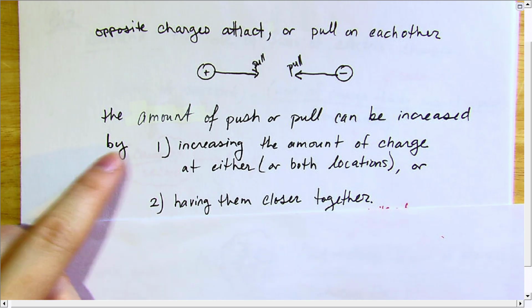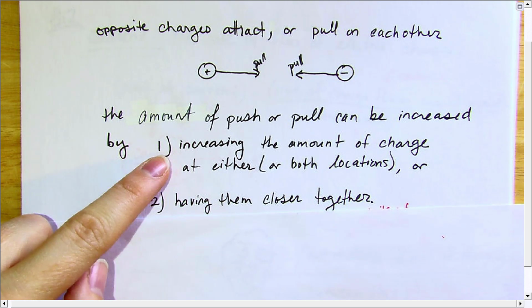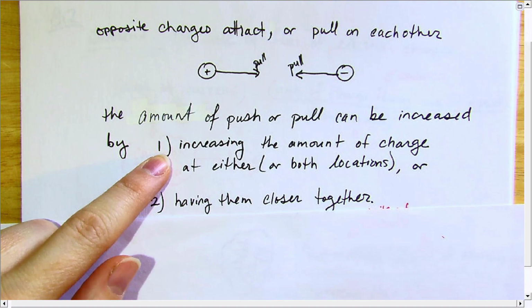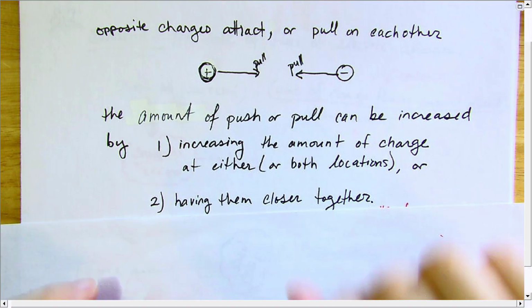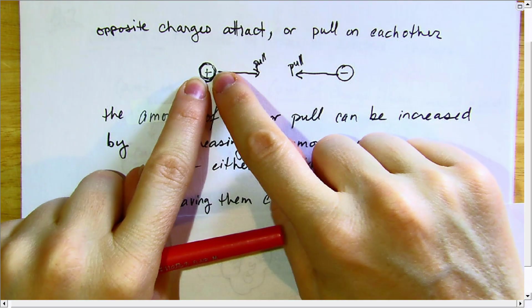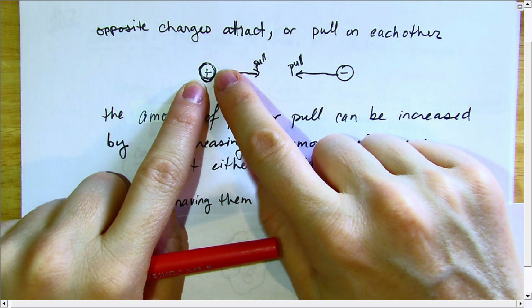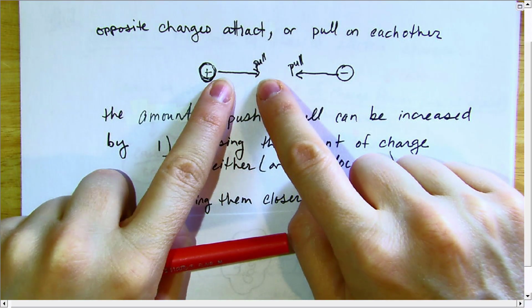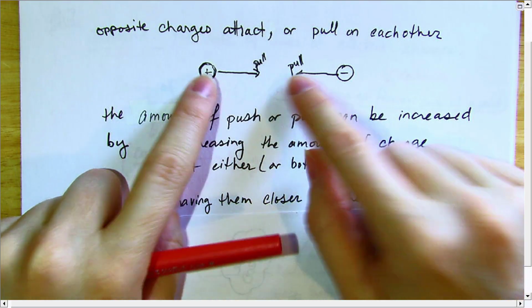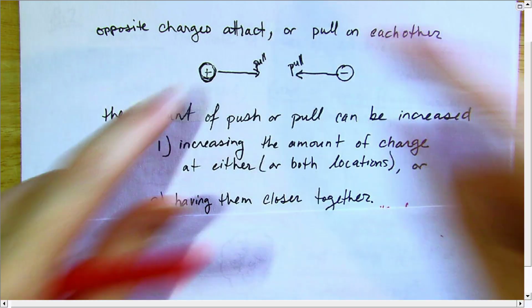is by increasing the amount of charge at either location or both locations. Right, so if you imagine instead of having just maybe one plus here, you had two pluses. So you're increasing the amount of charge. This pull would get bigger, so you could draw a longer arrow. They would be pulling together harder.